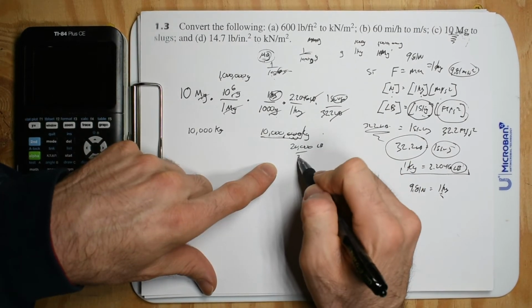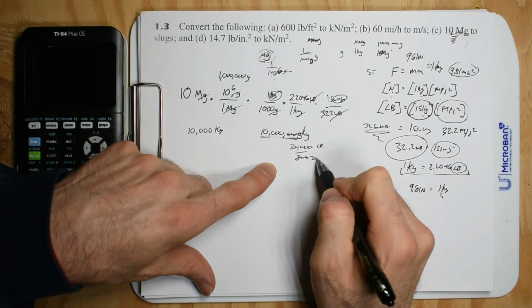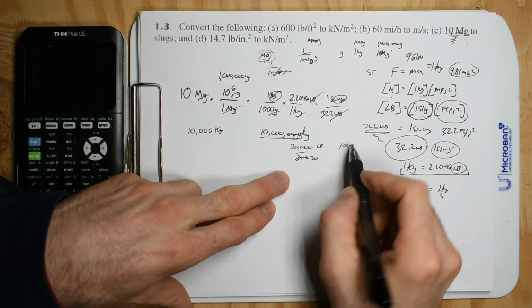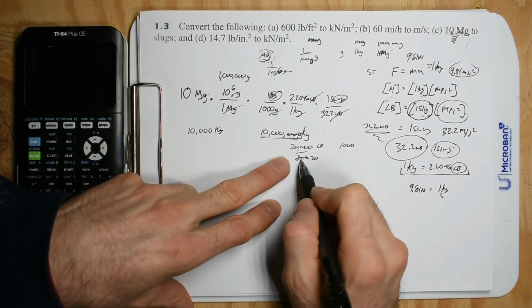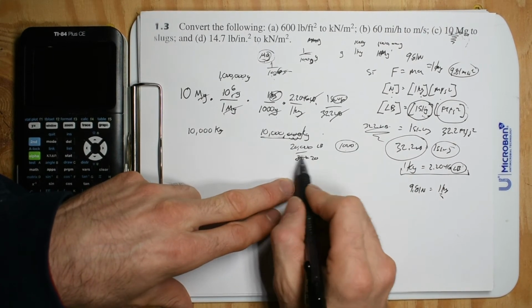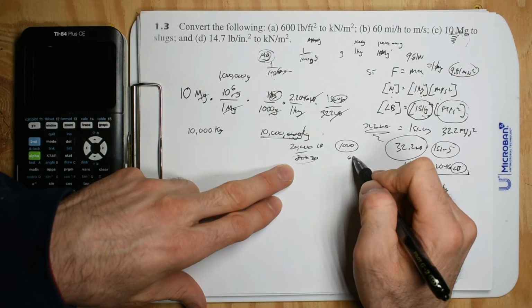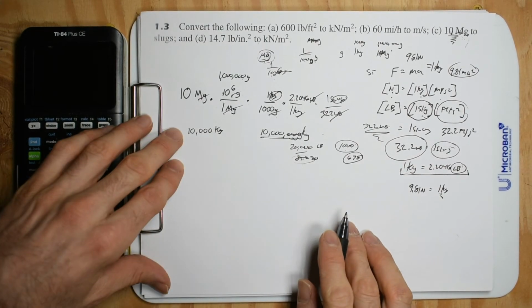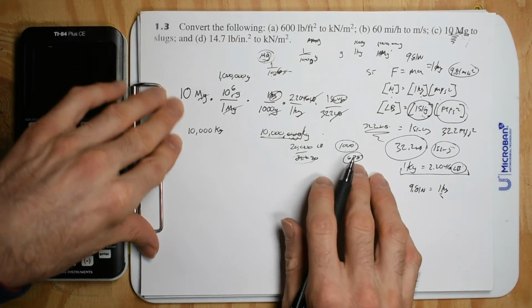Well, you got to divide by 32.2. Let's just divide by 20. So now you'd have 1,000. So our answer is going to be pretty close to 1,000. We're going to divide by 32, so I'm going to guess 678. So anyway, that gets us there.